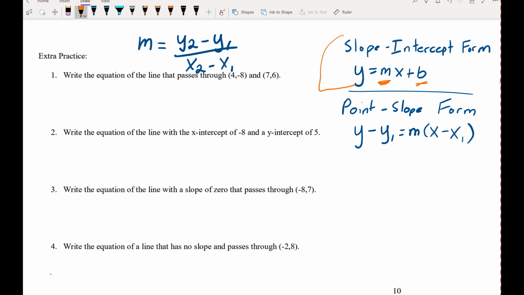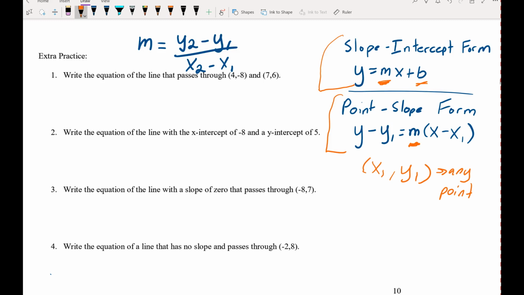But sometimes it's a little bit easier to get it into point-slope form, because for point-slope form, the only two pieces of information you need are still the slope, that m, but you only need any point on the line that you're given. So if you know at least one point and you know the slope, you can plug it into the point-slope form to get the equation that way.